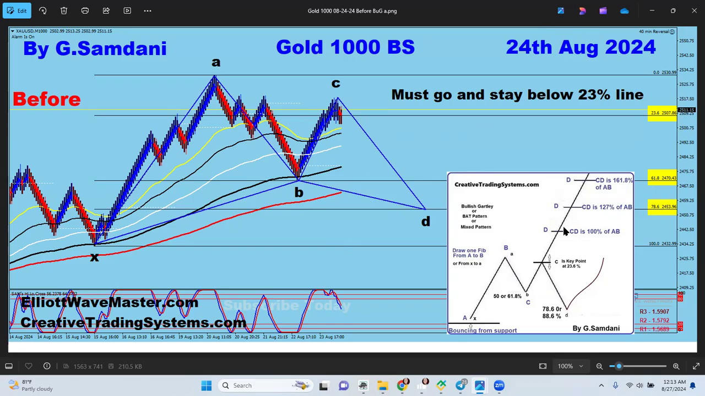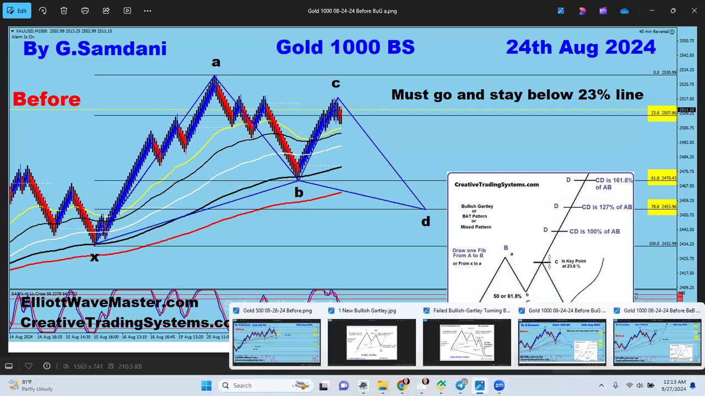So this is one of them that I said either this one from point C is gonna go to the upside, or may drop a little bit and then go to the upside, right? Or it will drop all the way to 78% to D to finish up a Gartley pattern and then go to the upside. That's the calculation.